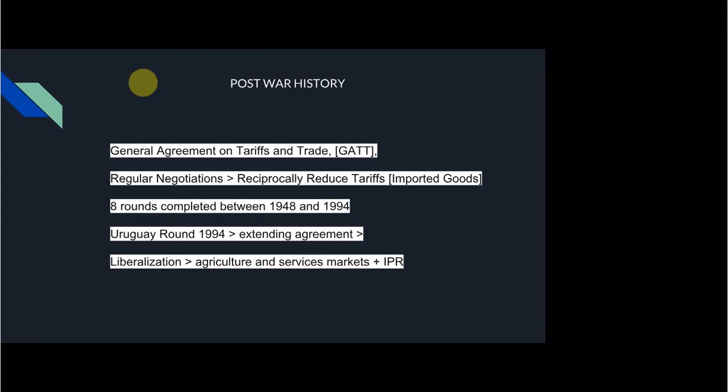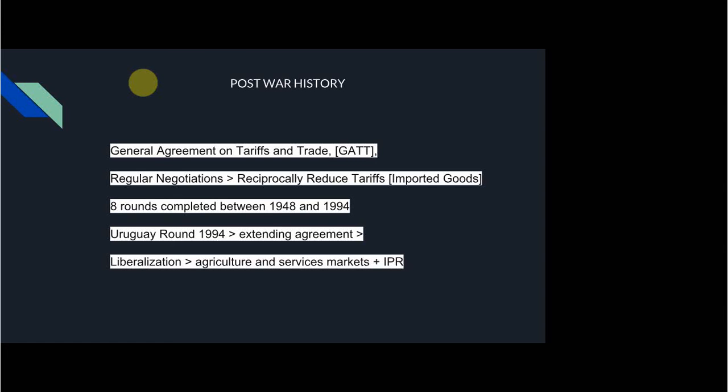So the pre-94 discussions related only to trade and goods, not to services trade or intellectual property, etc. So what they did in 94 is that they expanded the scope of the agreement and tried to cover agriculture and services markets. So it was not just goods anymore, but agriculture, services, and also IPR.